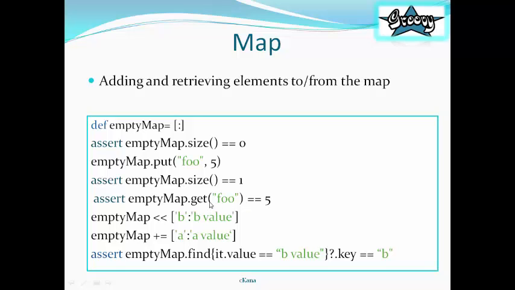We can also use the plus and the shift operator to add elements to the map. Note that the shift operator modifies the map, while plus equals creates a new map. Getting map keys from a value, that is how you get map keys from a value.